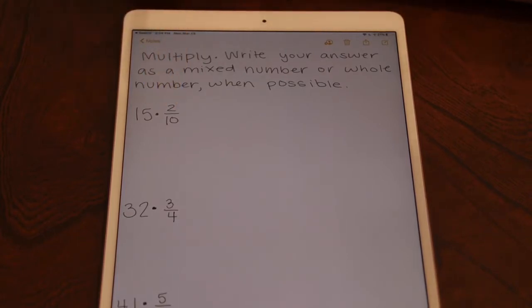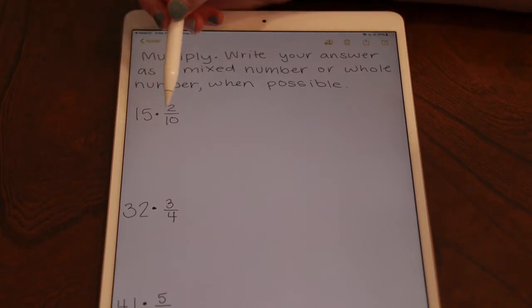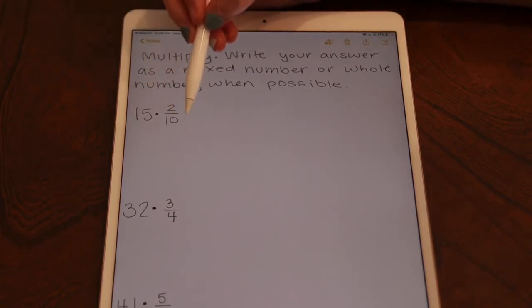15 times 2/10. That is the same as 15 groups of 2/10. So I could draw that out, or I could do the repeated addition where it's 2/10 plus 2/10 plus 2/10 plus 2/10 plus 2/10 plus 2/10 plus 2/10 and on and on and on till I got 15 2/10. Or we can follow Mrs. Anderson's shortcut. When we're multiplying, our denominator is going to stay the same.